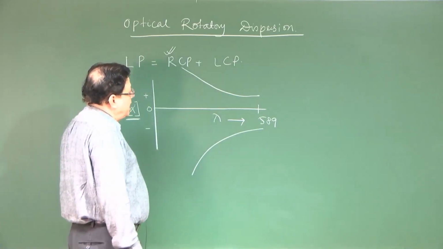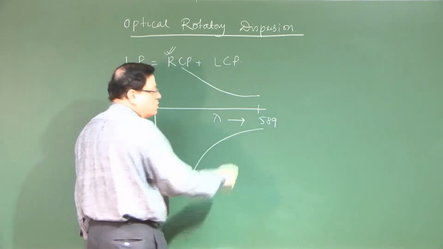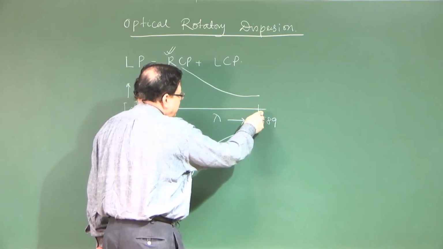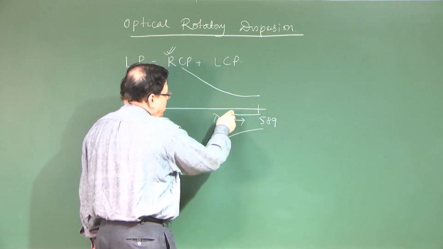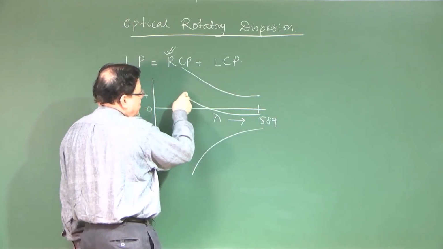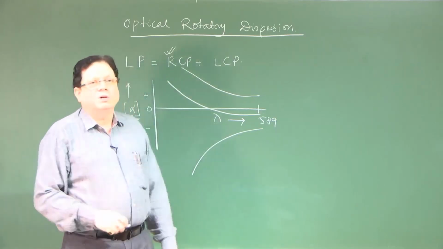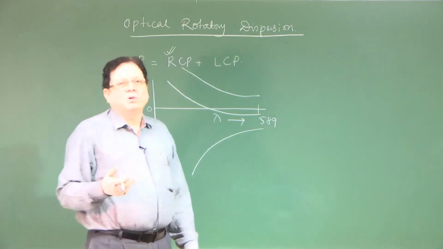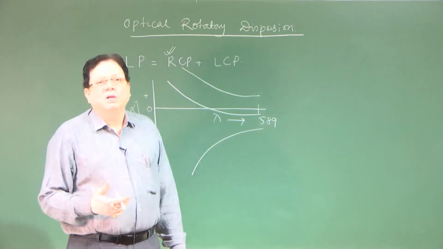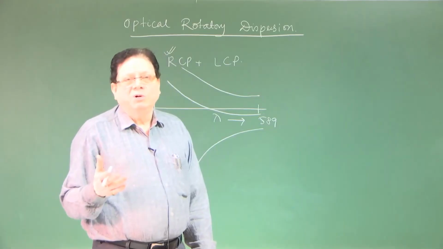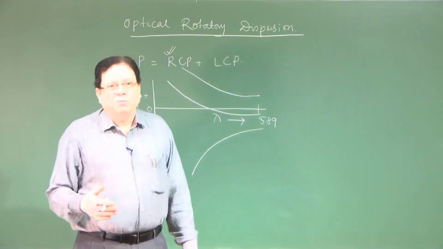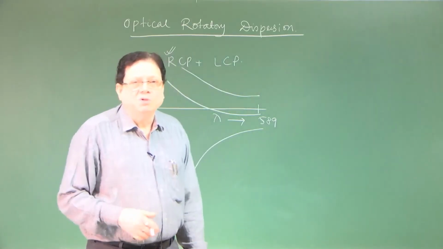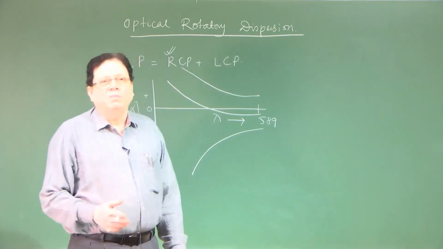And a third possibility is that there may be crossover. That means, with some rotation you start at 589 as levorotatory, but as you lower the wavelength, it ultimately crosses the 0 line and becomes dextrorotatory. I think I reminded you that if a question is asked, can a levorotatory compound show positive rotation, you say yes, it is possible. It is hard to predict which one will do that, but it is possible by changing the wavelength of light.